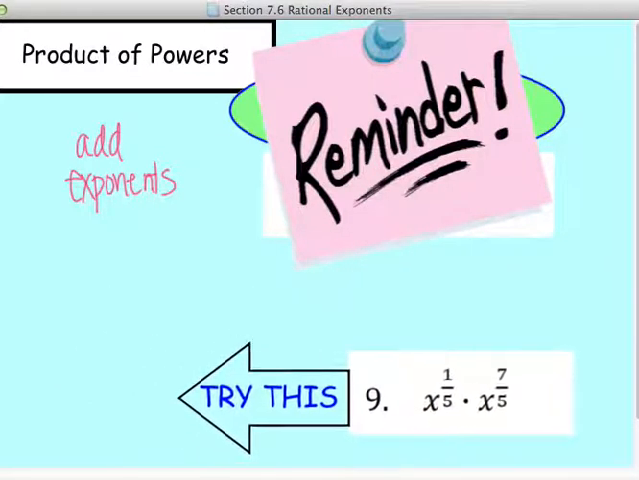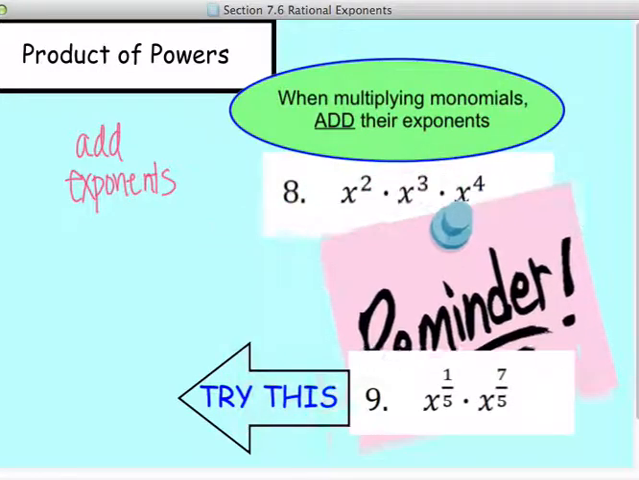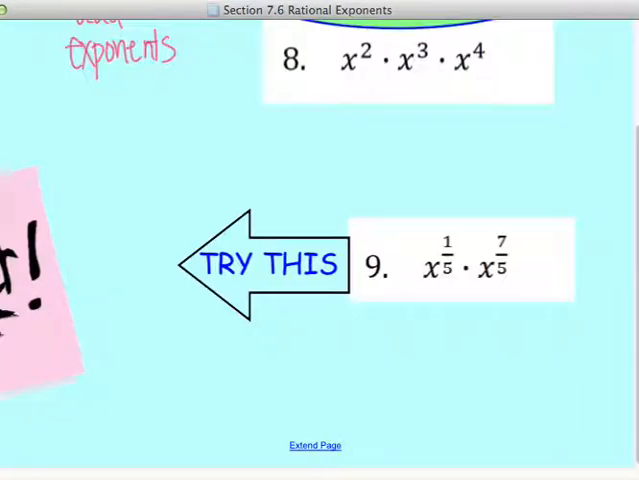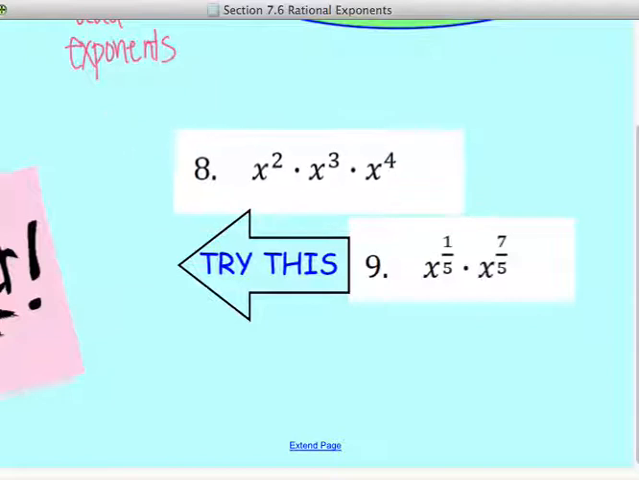Sorry, this is acting weird. So add exponents, and then let's do number 8.